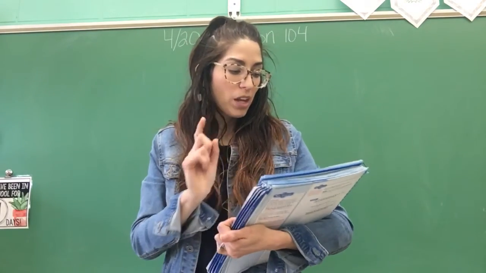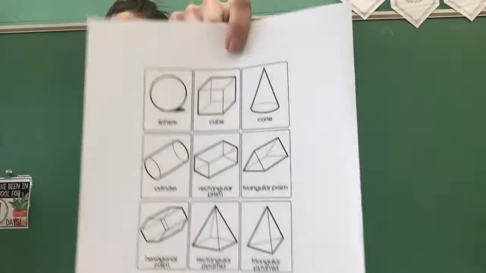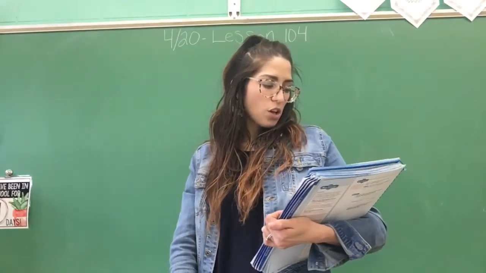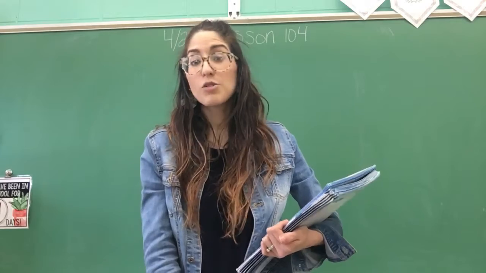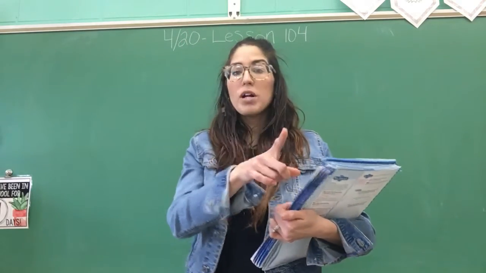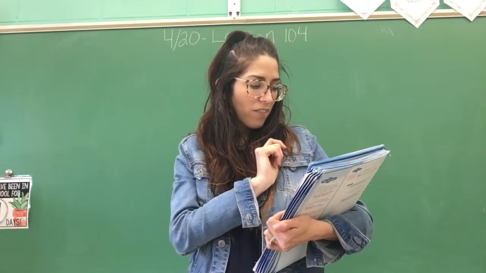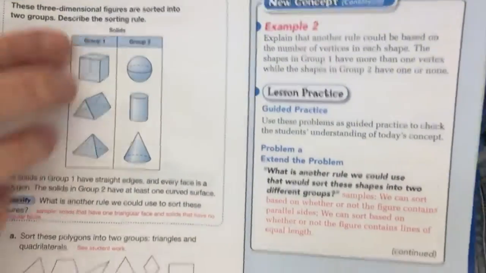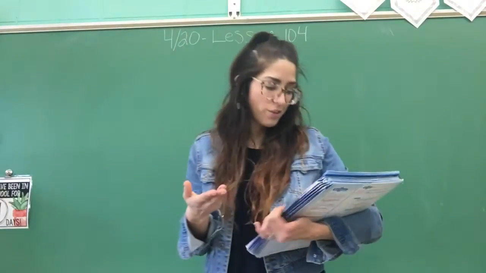So example 2, and here we see some geometric shapes, just like the ones I showed you, okay? So here we go. These three-dimensional figures are sorted into 2 groups. Describe the sorting rule. So we have group 1, and then we have group 2. The solids in group 1 all have, what kind of edges do they have? So I'm going to show you those. Okay, do you see? Let me see if I can show you a little closer. Do you see what kind of edges are those? Are they straight or are they curved edges? That's right, they're straight edges, right?